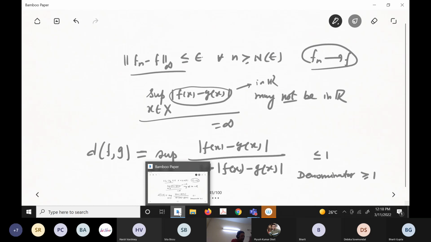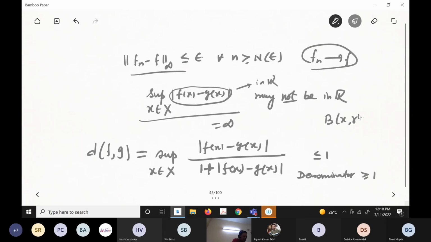In a metric, when you think of balls, for the purpose of proving results you need to take the radius small, not large, so you can always take it to be less than 1. That is exactly what is happening here. I could check that D is a metric on R to the power X. And of course, D is less than or equal to 1.